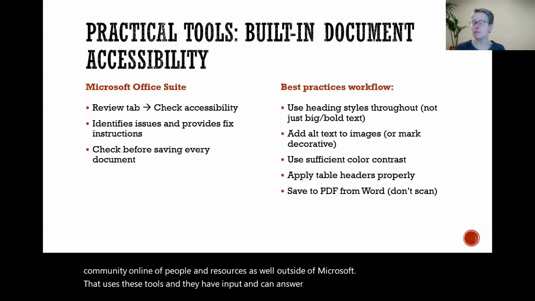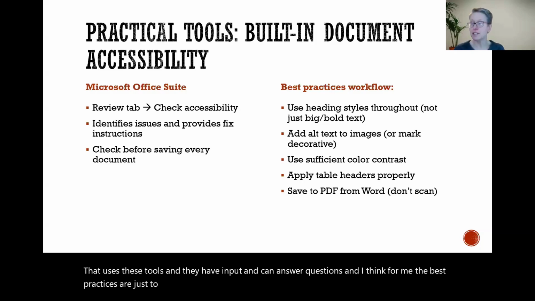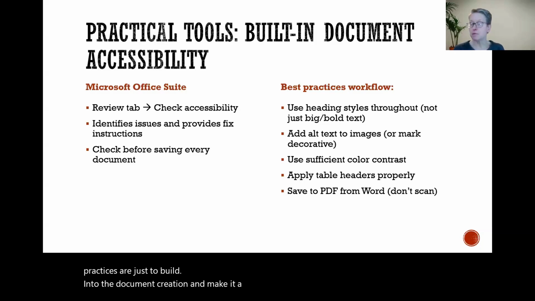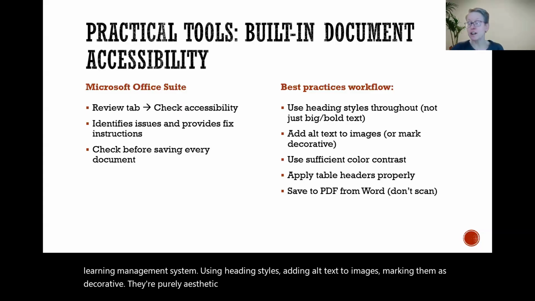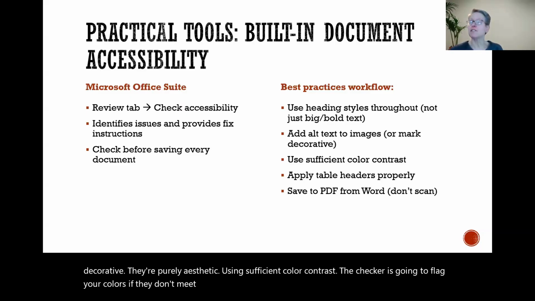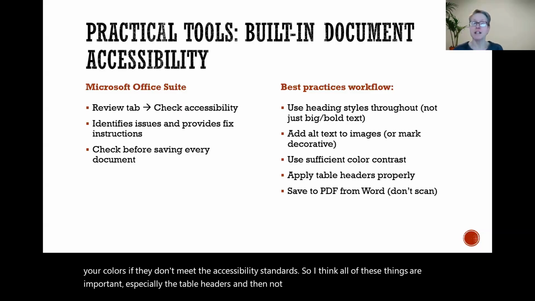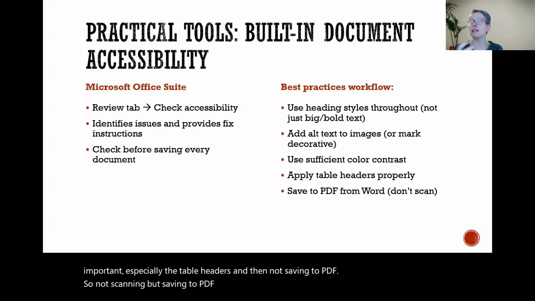And I think for me, the best practices are just to build it into the document creation and make it a habit before I actually save it or upload it into the learning management system. Using heading styles, adding alt text to images, marking them as decorative if they're purely aesthetic, using sufficient color contrast. The checker's going to flag your colors if they don't meet the accessibility standards. So I think all of these things are important, especially the table headers, and then not saving to PDF. So not scanning, but saving to PDF from Word, so the accessibility format carries with it.